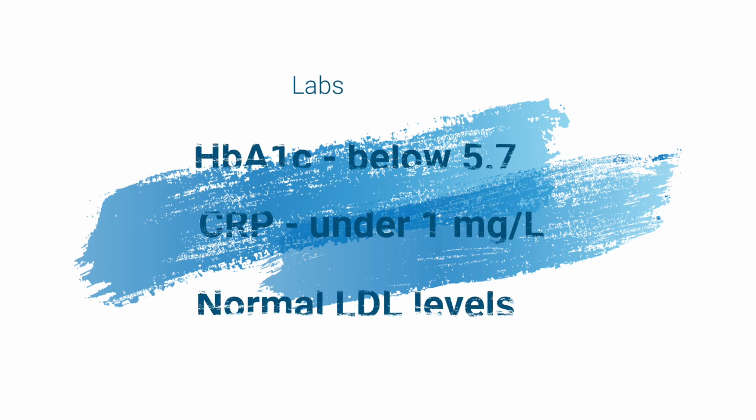So there are no lab markers for MMP, unfortunately. However, here are a couple important lab markers you can get tested to see if you are at risk for developing osteoarthritis. First is our hemoglobin A1C. We want this below 5.7. C-reactive protein, or CRP. We want it under 1 milligram per liter. And finally, we just want normal LDL cholesterol levels, otherwise they can start getting oxidized by high sugar in the body.